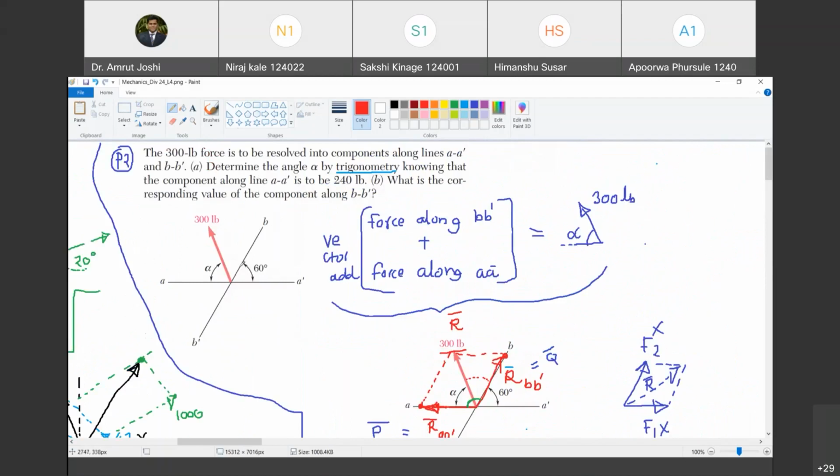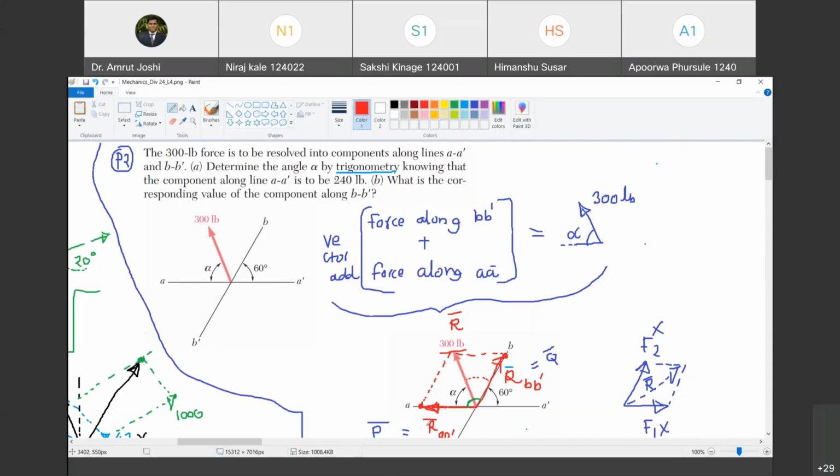So this resolution that we have done is called non-rectangular resolution. We have discussed this earlier. Why do we call it non-rectangular resolution? Because the directions along which we were taking components, along AA dash and along BB dash, these two directions don't have an angle of 90 degree between them. So when I seek these two components and add them to get 300 pound force, the resulting diagram is a parallelogram and it is not a rectangle. Are you with me? Yes, sir. Rectangle is a specific case of a parallelogram.